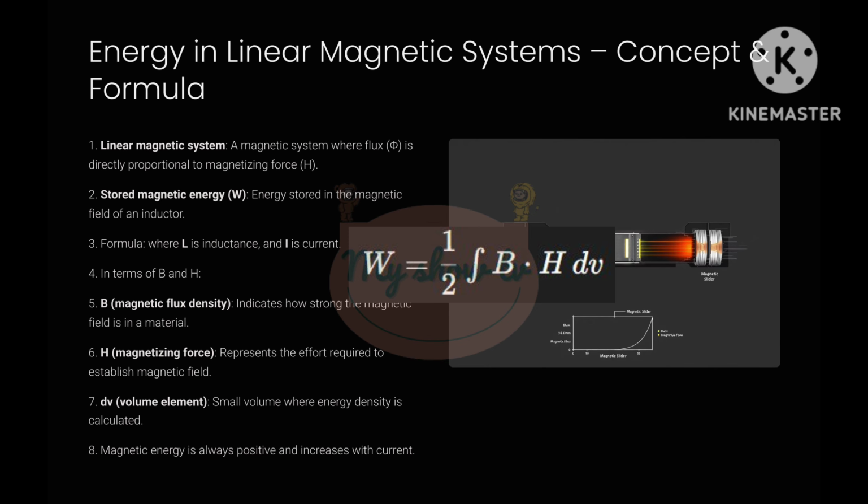W equals 1/2 multiplied by the integral of B dot H over volume, where B is magnetic flux density, how strong the magnetic field is. H is the magnetizing force, the effort applied. dV is a small volume element over which we calculate energy. This version of the formula is useful when working with field distributions in a magnetic material.